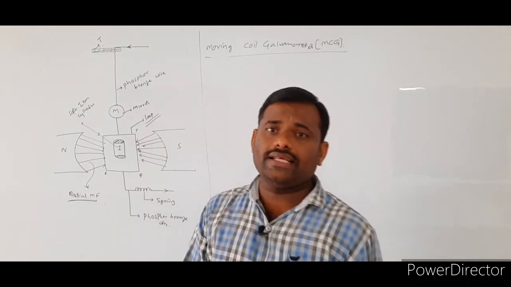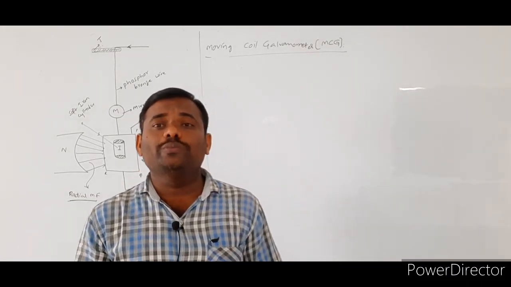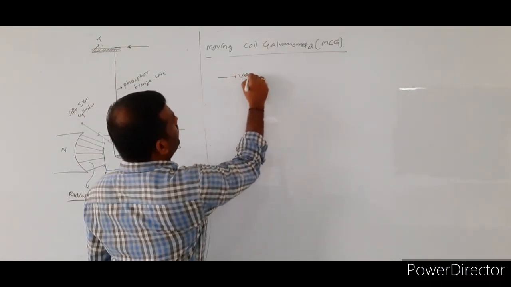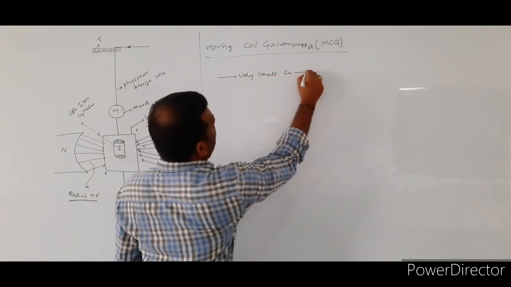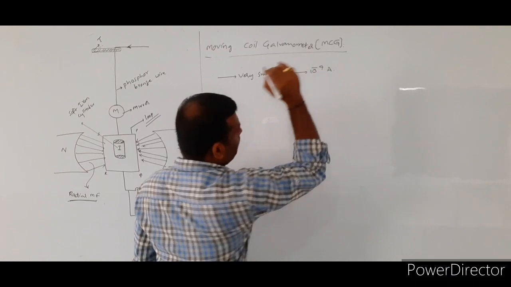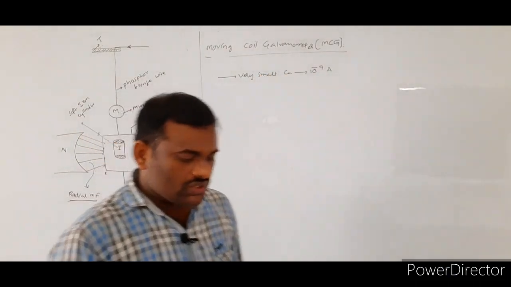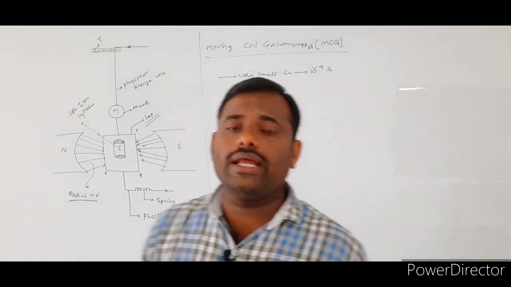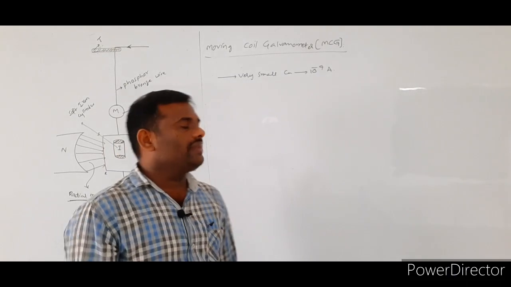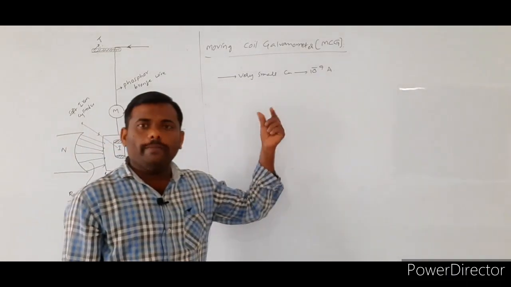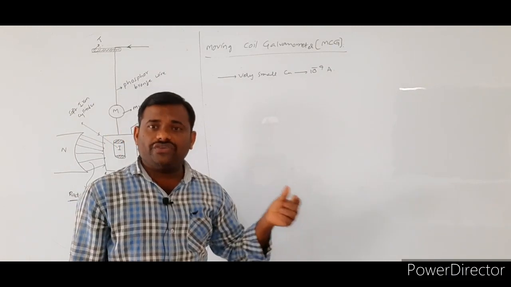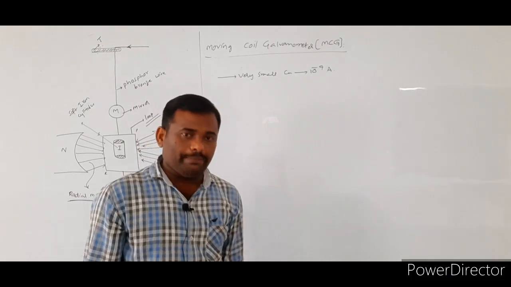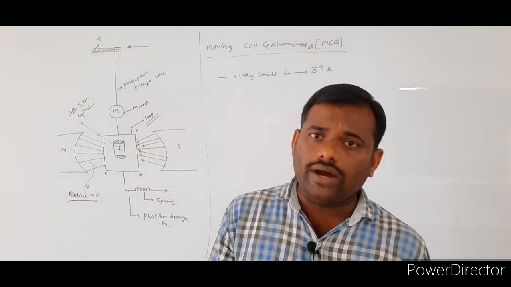The moving coil galvanometer is a device which can be used to measure very small currents, that is, currents in the order of 10 power minus 9 amperes. So the need of the moving coil galvanometer is to measure very small currents which are in the order of 10 power minus 9 ampere. For this purpose we are using the moving coil galvanometer.